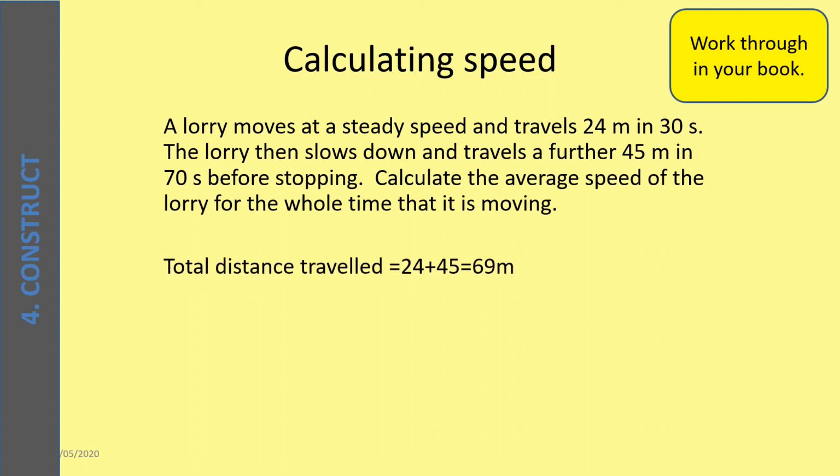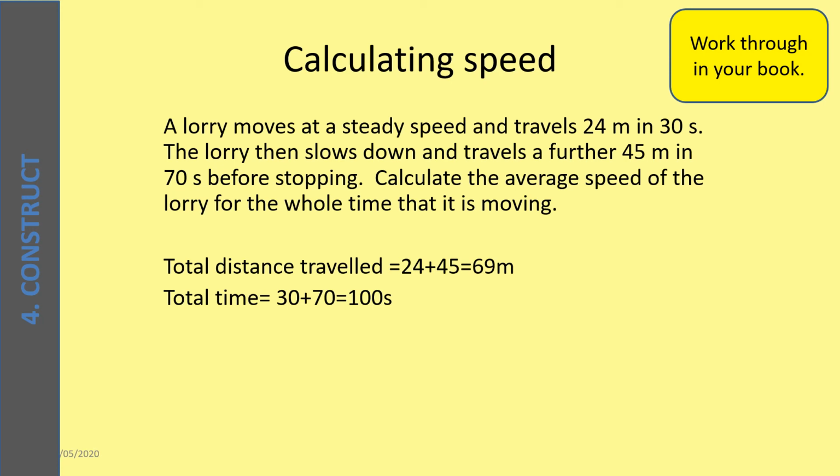So, first of all, let's work out the total distance that the lorry travels. Well, at the start, in the first part of the journey, it travels 24 meters, and then in the second part, it travels 45 meters. So the whole journey adds up to 24 plus 45, 69 meters. Then we need to look at the time. The first part of the journey takes 30 seconds. The second part of the journey takes 70 seconds. So altogether, the lorry travels for 100 seconds.